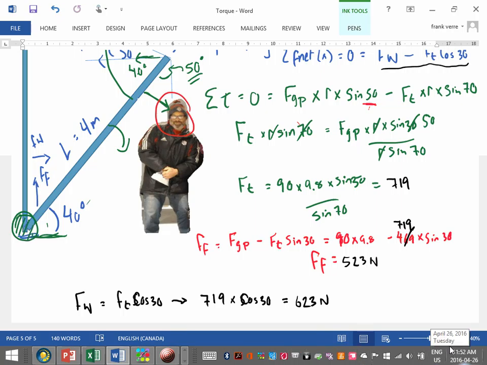Those are two more examples using torque. All right, ladies? And that is it.